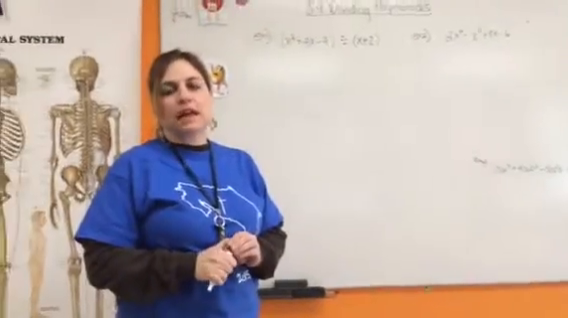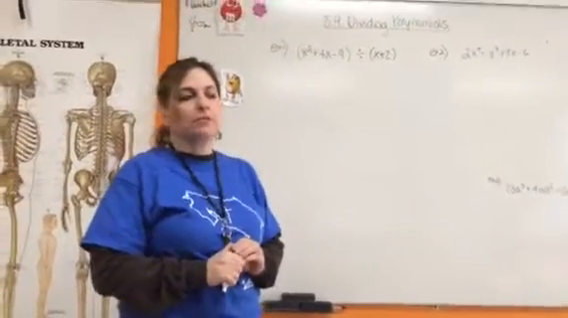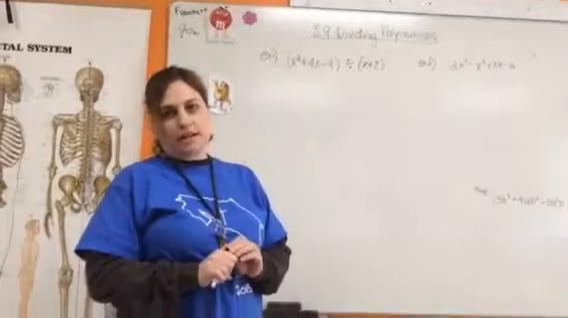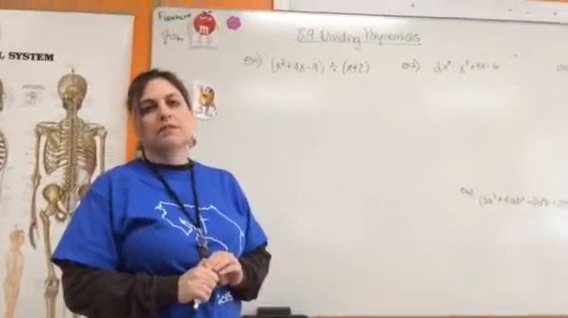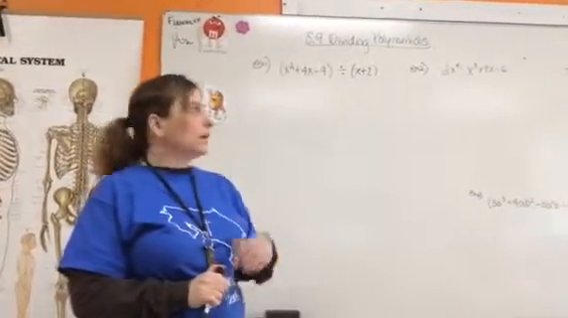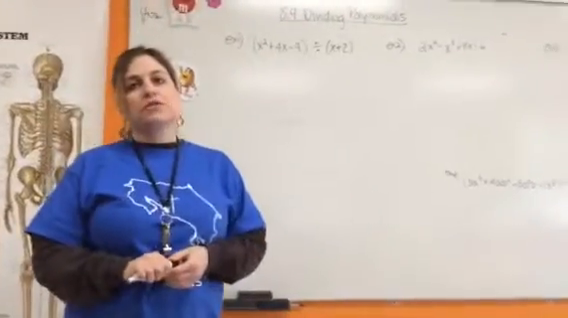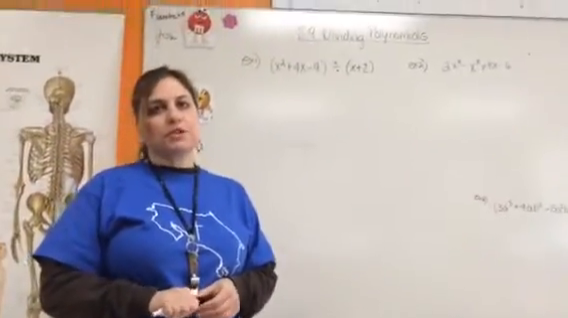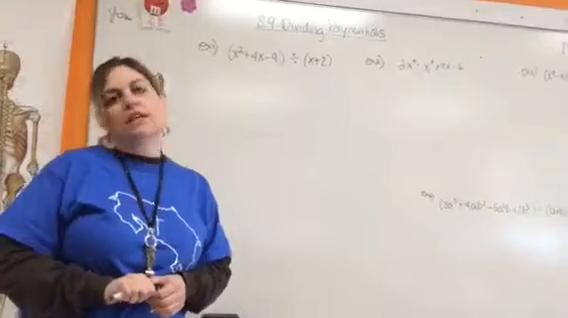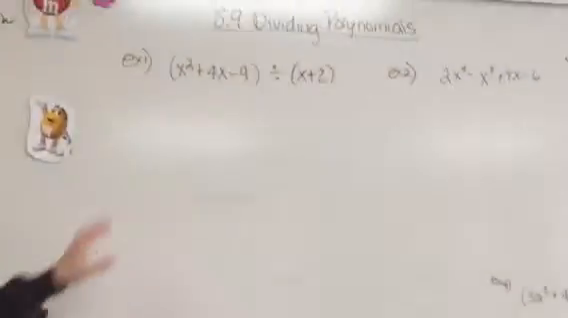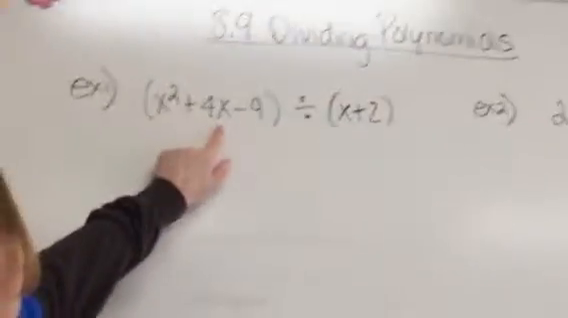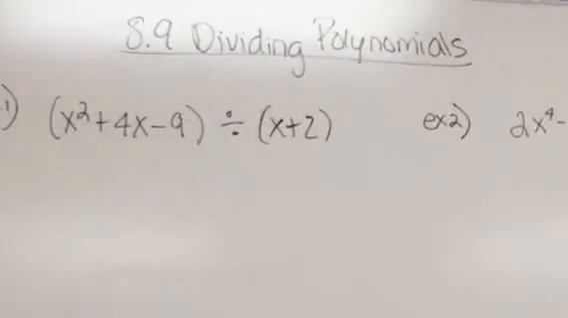Guys, this is the last section of this chapter on polynomials. Unfortunately, this is the hardest section. It's dividing by a polynomial. So we actually have to do long division, which is kind of weird, but hopefully you'll just get used to it. So you have something like x squared plus 4x minus 9 divided by x plus 2.